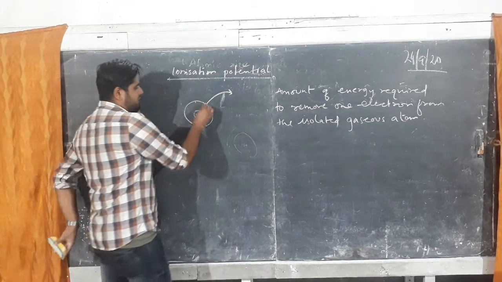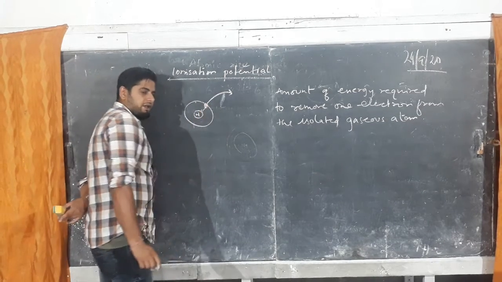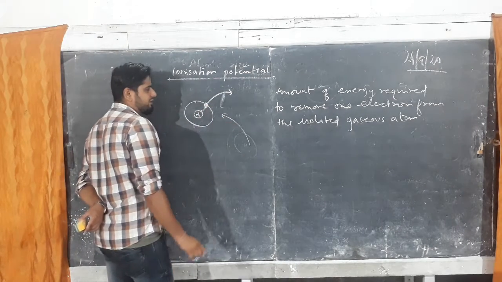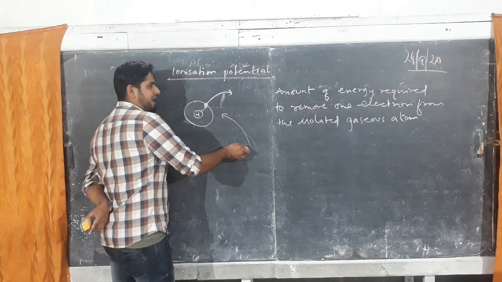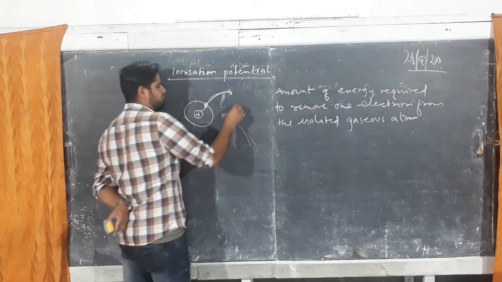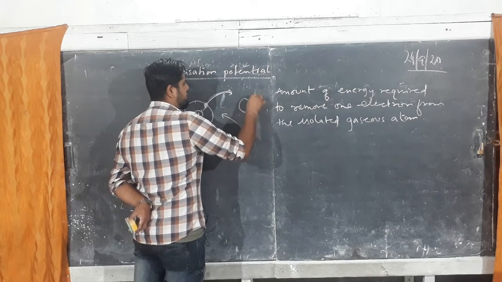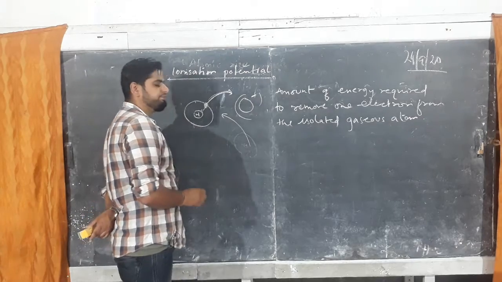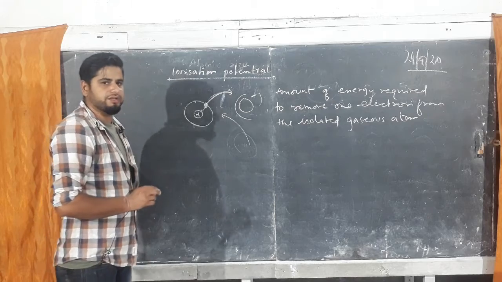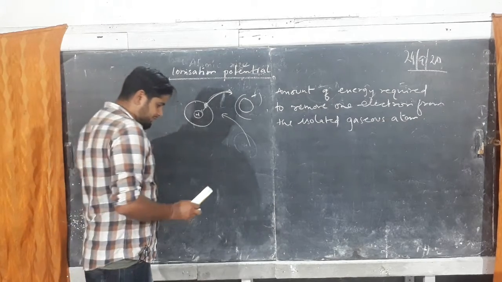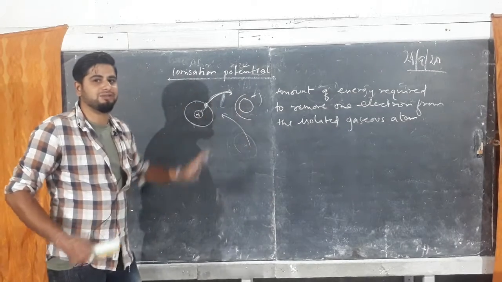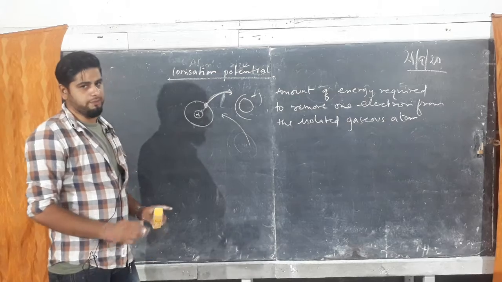So here this electron is bound to the nucleus, as we all know. Now to remove this electron we have to supply energy. This supplied energy, which is required to remove the electron from the isolated gaseous atom to form a monopositive ion, one positive ion, is called ionization potential. You are supplying energy to remove the electron. That much energy which you supplied to remove that electron is called ionization potential.